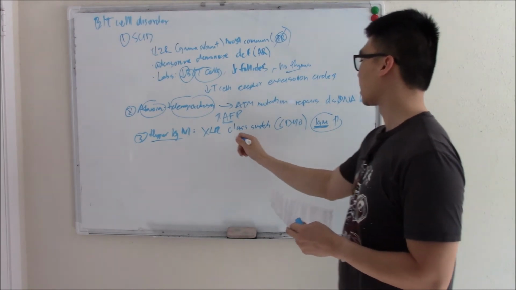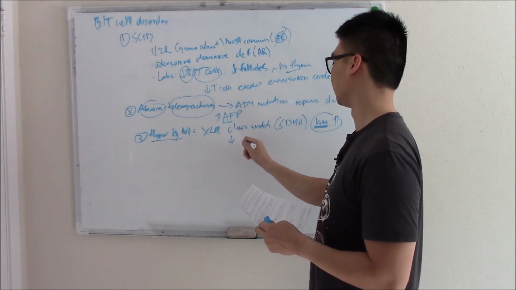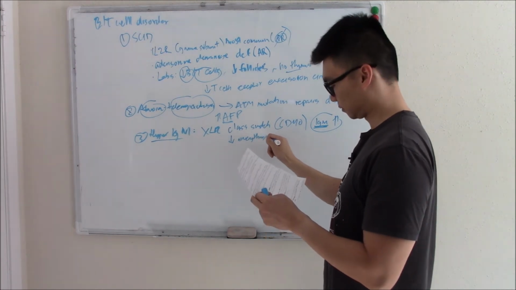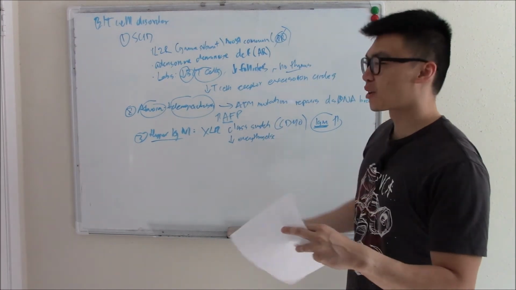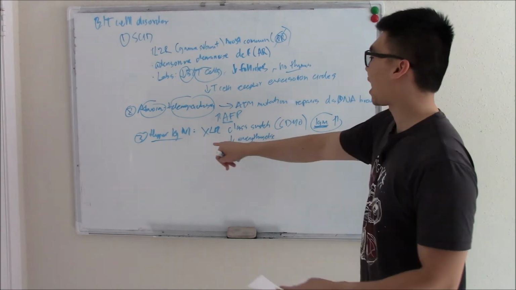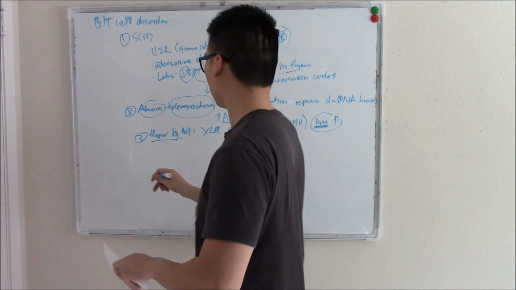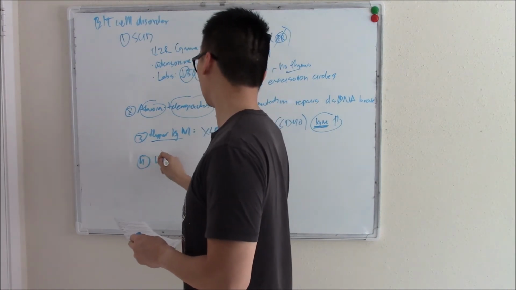You have decreased everything else. So you have someone that has recurrent infections, you draw labs, you see IgM is through the roof. What do you think it is? Hyper IgM.